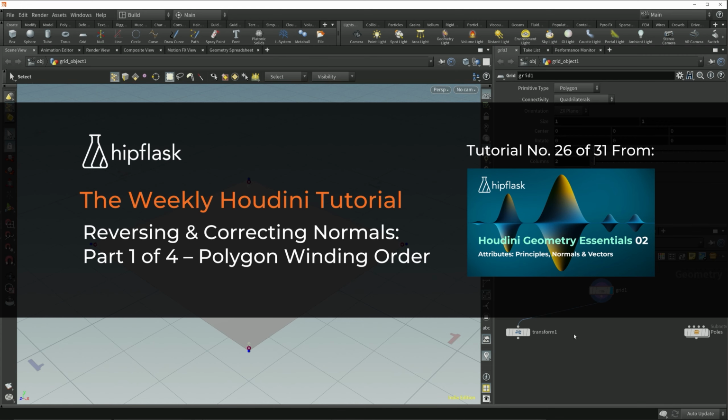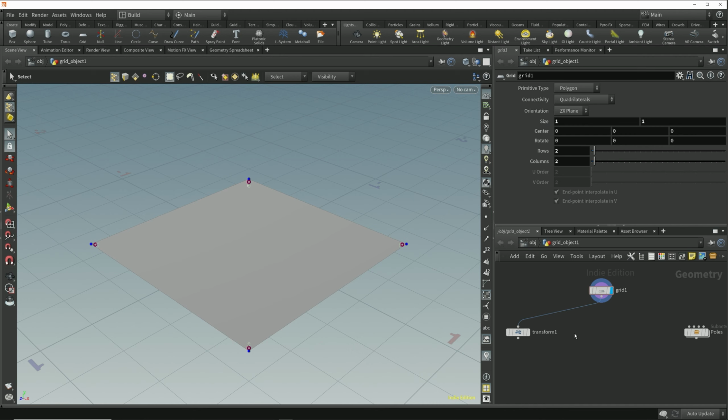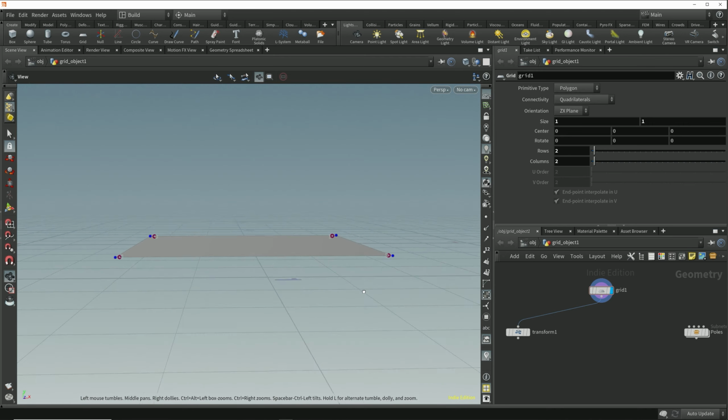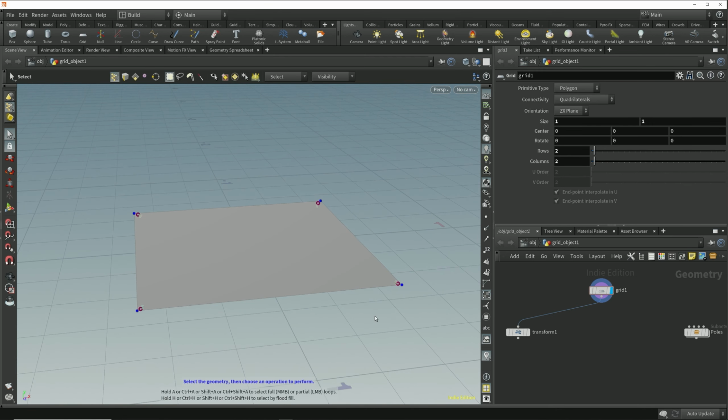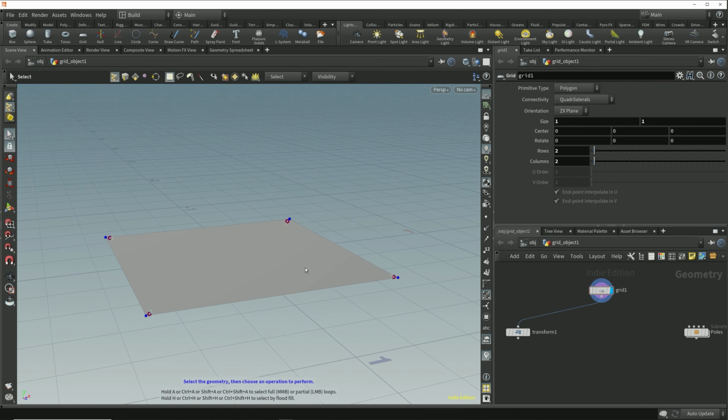In this lesson, we're going to look at how vertex order, or what's also known as winding order, defines the primitive normal direction of polygons. Primitive faces and surfaces are infinitely thin surfaces without any measurable thickness. In the real world, even the thinnest of surfaces has some measurable thickness, even if it's only microns.